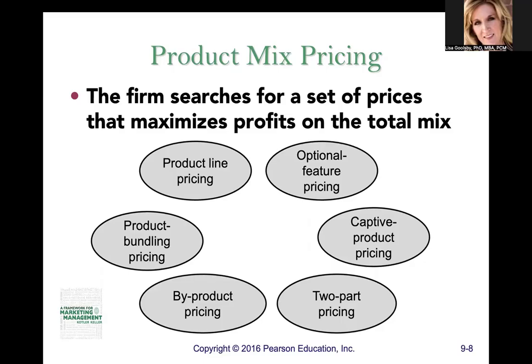And then you can have product bundle pricing. Think about a vacation package. If you were going on a cruise, that would be product bundle pricing. There's a lot of things that get included in the price that you pay for that cruise. You might have food, you might have drink, you might have excursions all included in that product bundle.